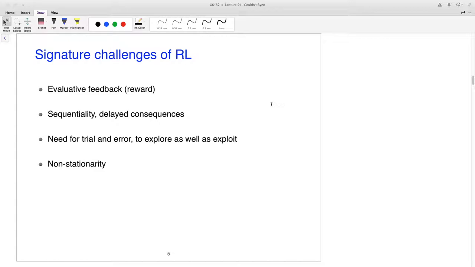All right, so we've got this reward, right? Some sort of feedback that just says how good you're doing. But we're trying to maximize long-term reward and not just short-term reward. That's something we as humans and even dogs learn to do pretty well, right? We have sequentiality, so things happen in order, and delayed consequences. That's an issue, right? It's hard to learn when consequences occur far away. That's true of dog training, that's true of child training, and that's true in general of us.